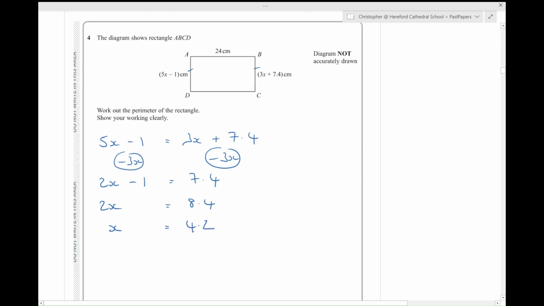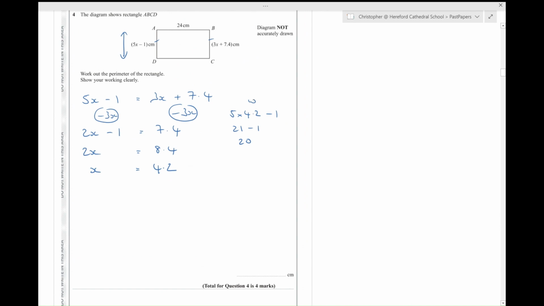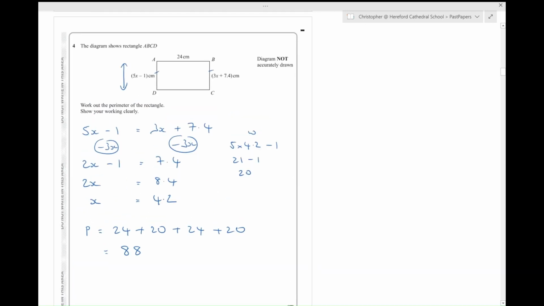Right, now I could work out the width of the rectangle, couldn't I? That width there. Well, the width is going to be 5 times 4.2 minus 1, which is 21 minus 1. So the width is 20. So the perimeter of my rectangle then, I'll just write width there. So the perimeter is going to be 24 plus 20 plus 24 plus 20. The length all the way around the edge of the rectangle gives me an answer of 88 for the perimeter, and that's question 4 finished.